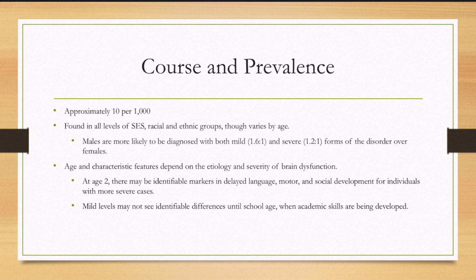So approximately 10 in every 1,000 people are diagnosed with this disorder, and it's found throughout all levels of socioeconomic status, race, and ethnic groups, and does vary by age. We see a higher prevalence in males in both the mild and severe specifiers over females. For the mild levels, we might not see any identifiable differences until school age when academic skills are being developed. This is when an IQ test could actually be presented. However, for individuals who have a more severe case, there may actually be more identifiable markers in language and motor skills and even social development around the age of 2.